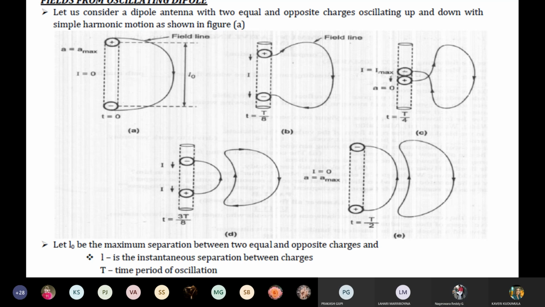You can observe in the diagram, capital T is the time period of oscillation. L is the instantaneous separation between the charges. L naught is the maximum separation between the two equal and opposite charges. So these are the different conditions: at t equal to T by 8, at t equal to T by 4. You can observe in the next slide.